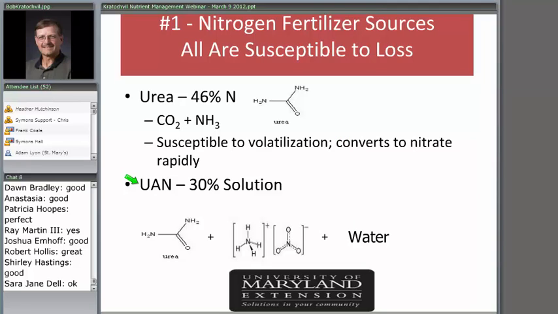The other form that we're very familiar with in this region is the UAN, or the combination of urea with ammonium nitrate in water. We use a 30% solution in this area. It's a quite common source of fertilizer. Again, it's about 50% urea, so you have the same issues with susceptibility to volatilization, only at a lesser amount because of the lower concentration that you have than you would have with just the granular urea.